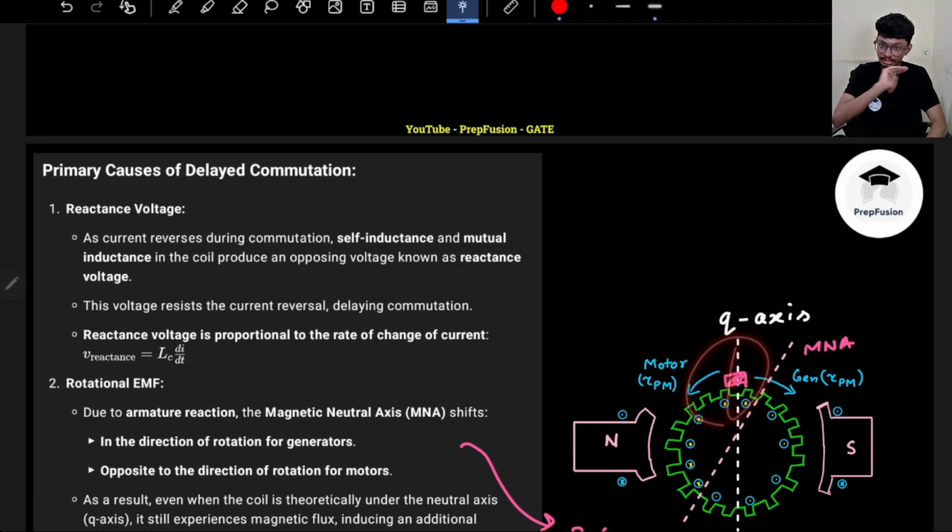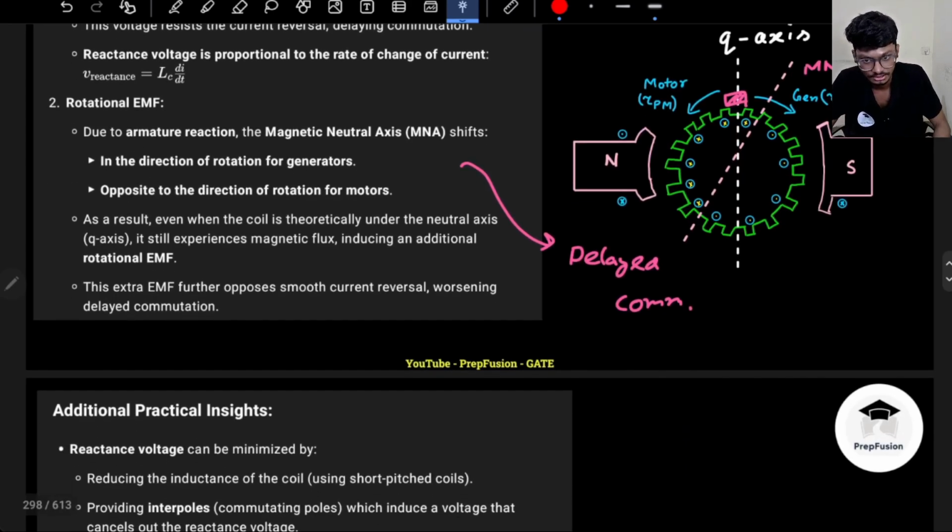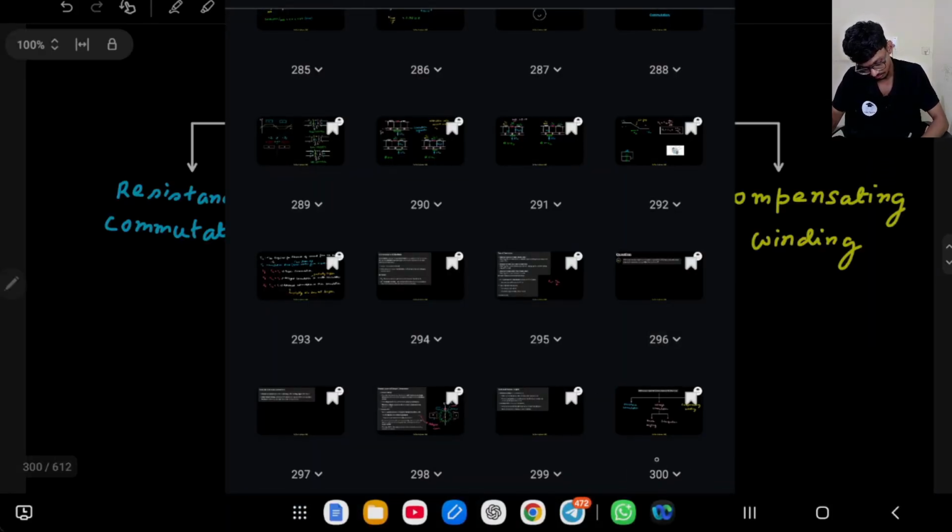So that if I nullify, I will be able to get rid of the reactance voltage. Okay. So yeah, these are basically the main things that we use to help.